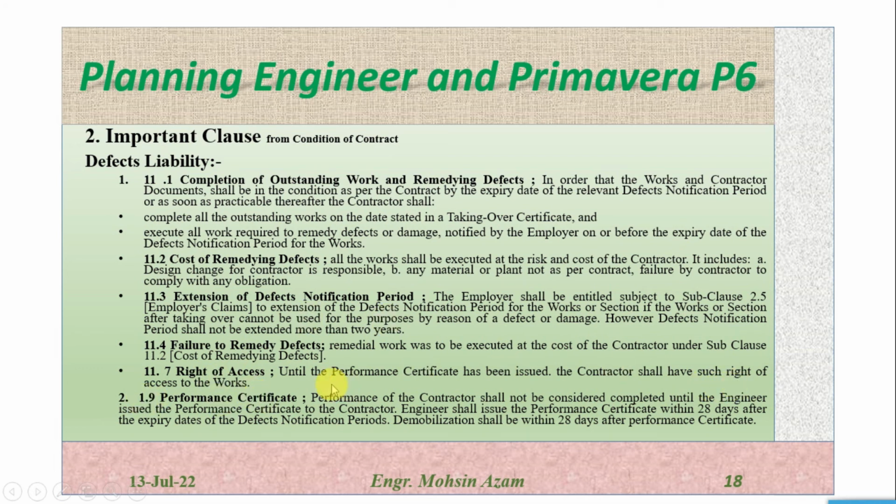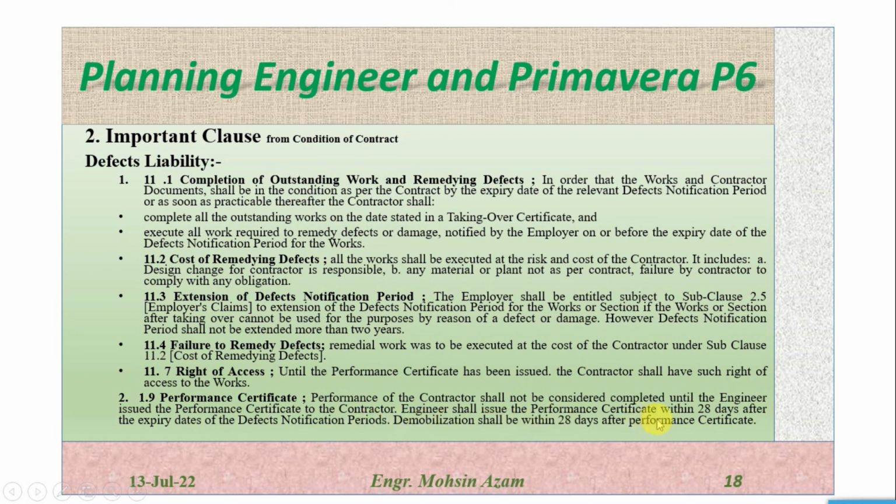Performance certificate. What is the performance certificate? The performance of the contractor shall not be considered completed until the engineer issues the performance certificate to the contractor. So it's written here that once the engineer issues the performance certificate to the contractor, the project will be considered completed. The engineer shall issue the performance certificate within 28 days after the expiry date of the defect notice period. So once the defect notice period is expired, within 28 days the engineer has to issue the performance certificate to the contractor.